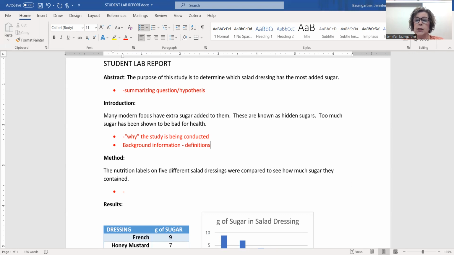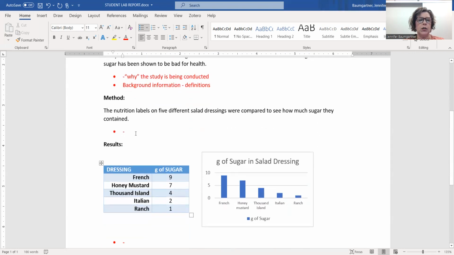But the next section is mandatory, and this is the method section. The purpose of this section is to explain how the experiment was done in enough detail that the experiment can be repeated. In this case, the nutrition labels on 5 different salad dressings were compared to see how much sugar they contained. Again, I just grabbed 5 bottles of salad dressing, looked at the grams of sugar that they had, and that's it. So that's why it's a very basic lab report.